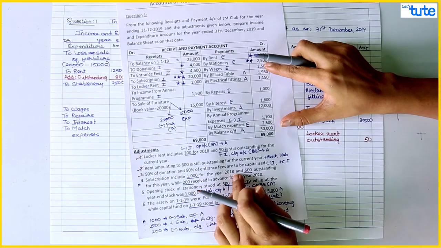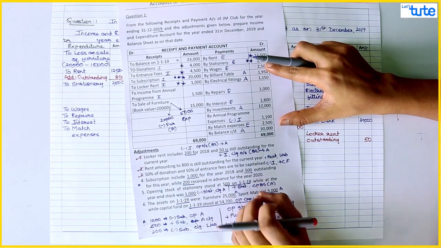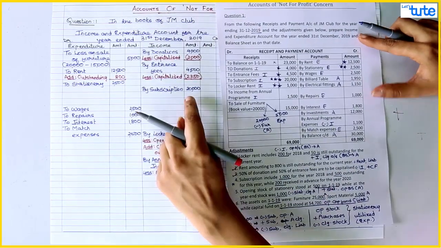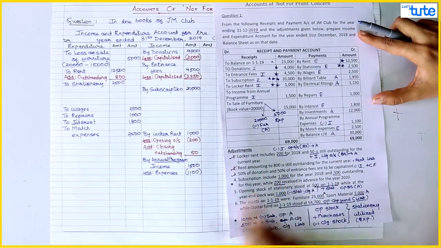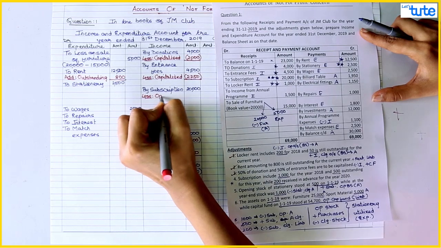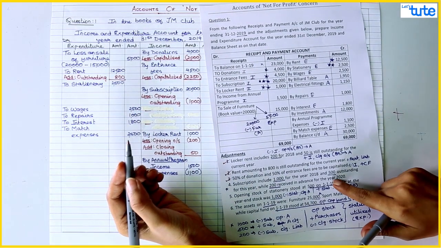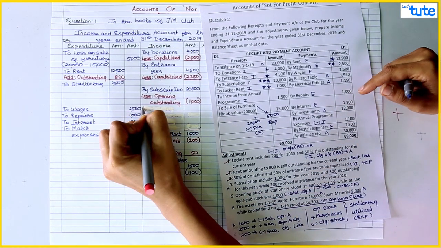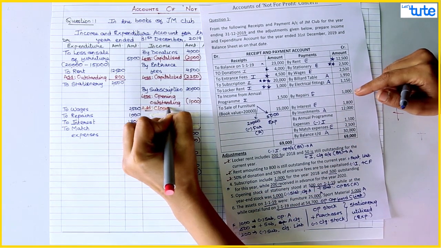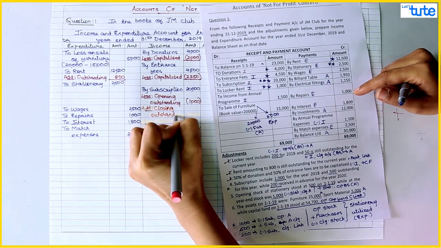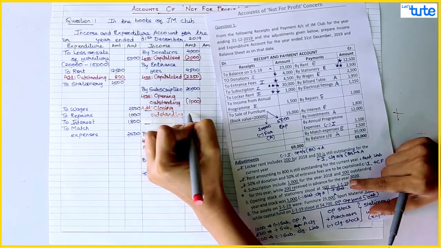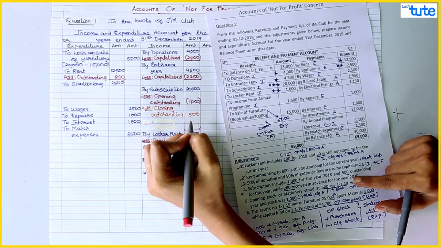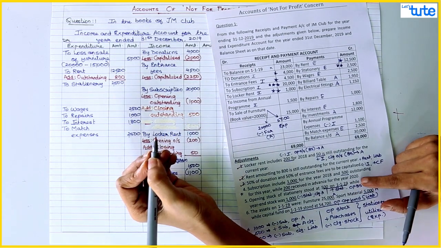Next, subscription includes 1,000 for the year 2018. The income which is received for the last year, that is not your income for the current year. So this 20,000 includes 1,000 for last year, deduct that, less. Next, 500 is outstanding for this year, so this is our closing outstanding. So we add closing outstanding. Now closing outstanding is 500 because that is your income for the current year, so that should be added to the current year's income, though it is not yet received.